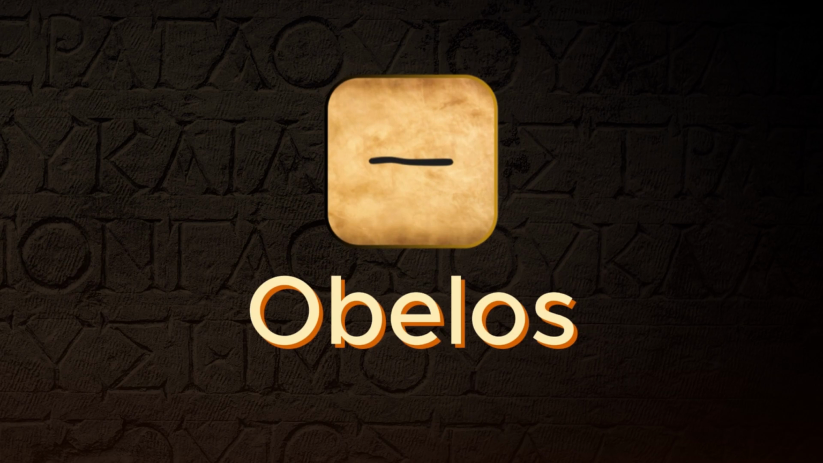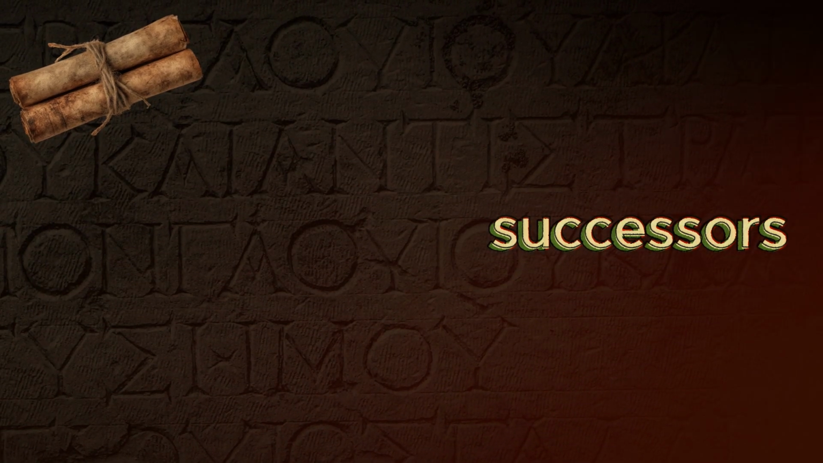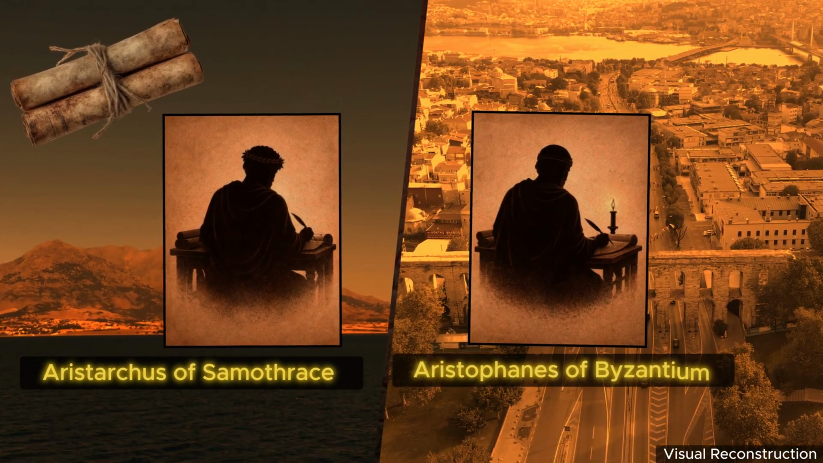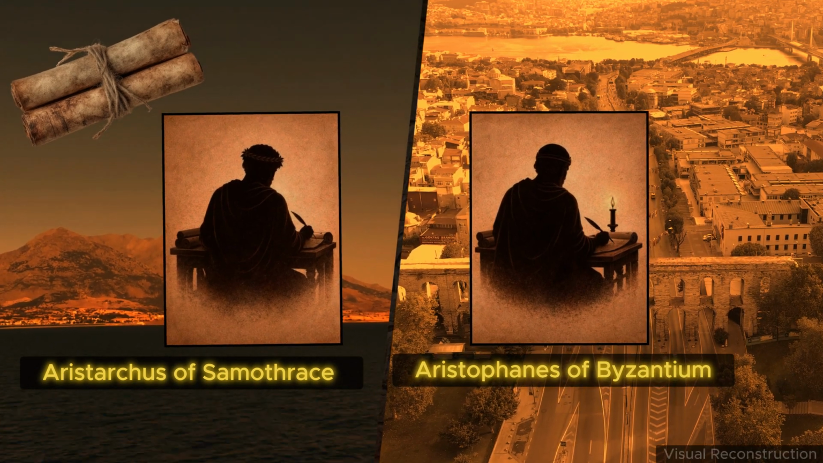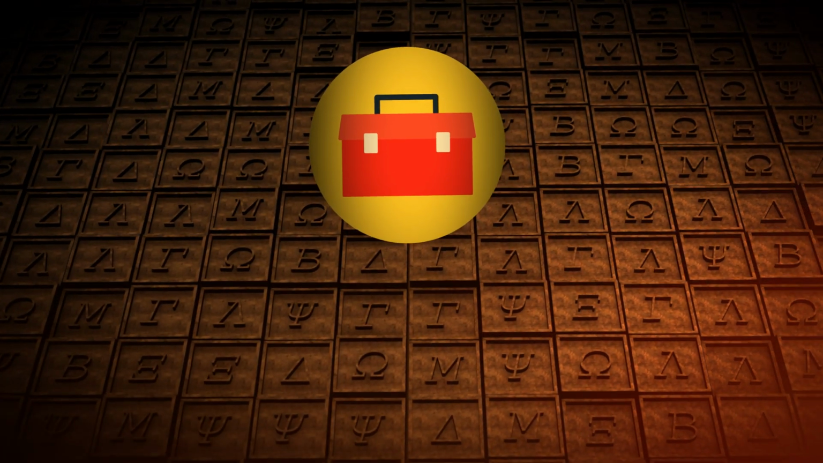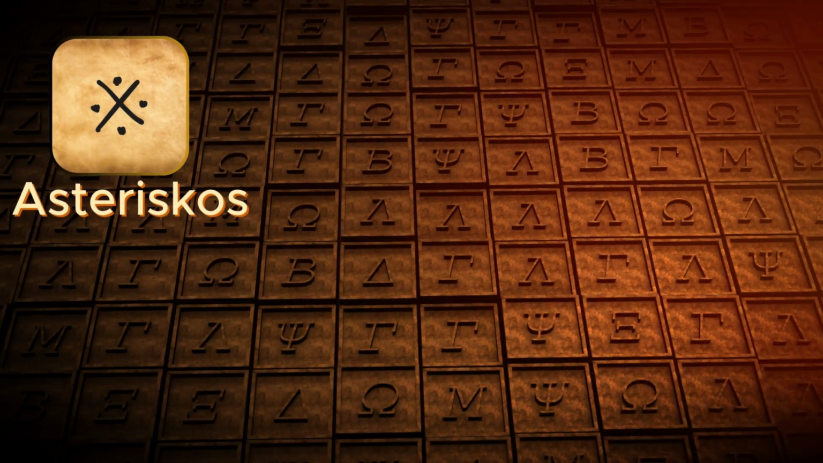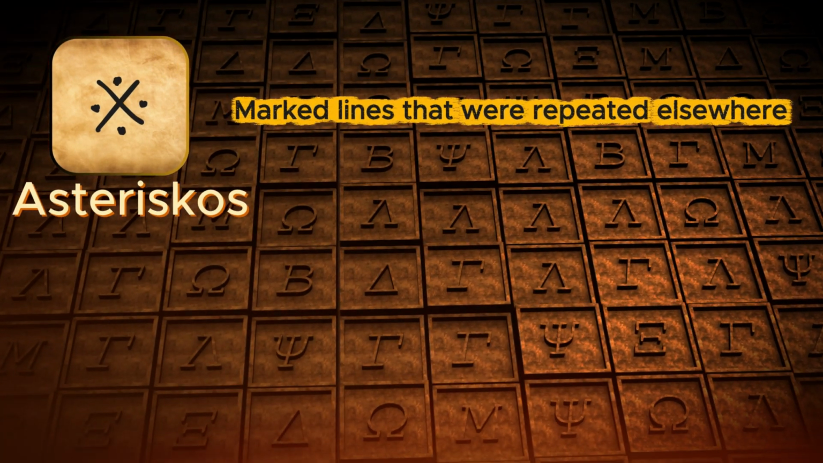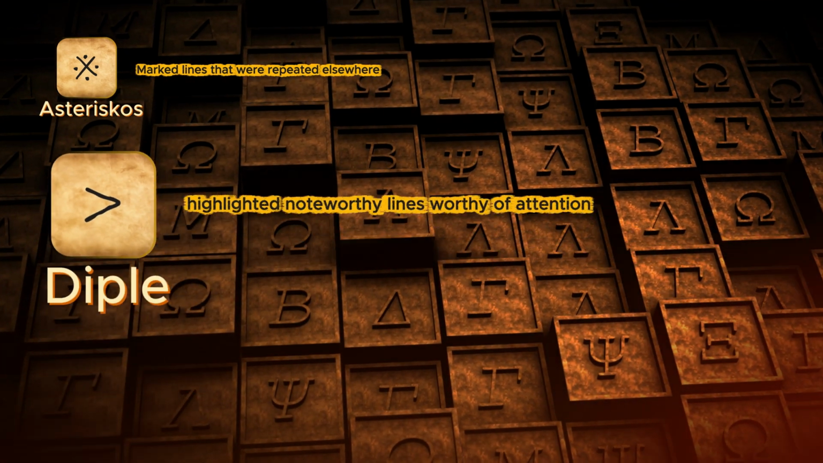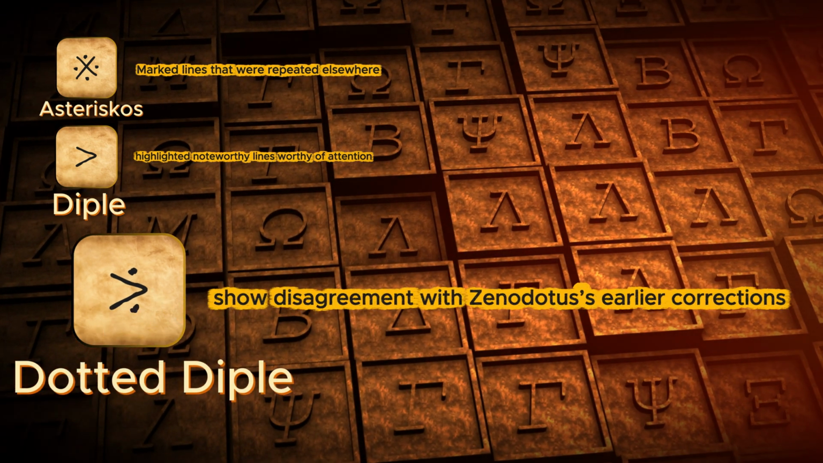But the obolos was just the beginning. Zenodotus's work was developed further by his successors, Aristarchus of Samothrace and Aristophanes of Byzantium, who crafted a series of new symbols, each designed for a specific task. Their new toolkit of critical symbols included the asteriskos, the little star, marked lines that were repeated elsewhere in Homer's poem; the dipel, highlighted noteworthy lines worthy of attention; the dotted dipel, used to show disagreement with Zenodotus's earlier corrections.